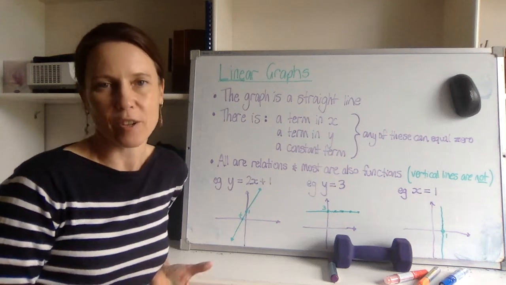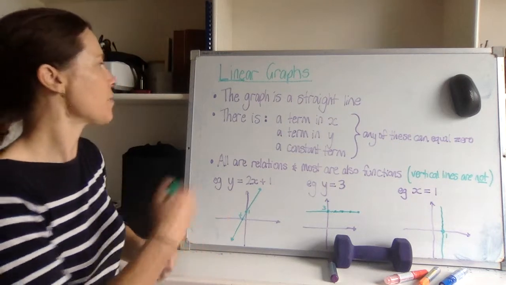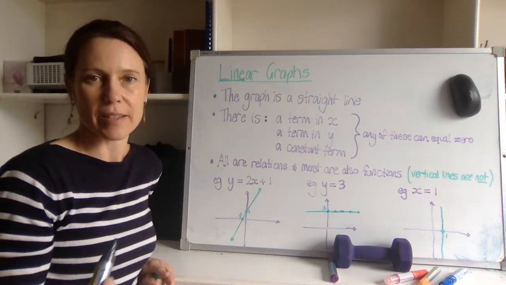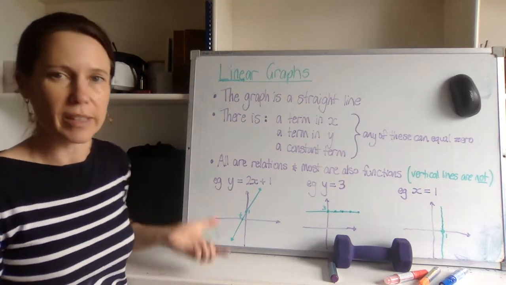Today we're looking at linear graphs. Now the word linear literally means like a line. It's even got the word line as the first four letters, and that should be an easy way for you to remember that a linear graph is just a straight line.